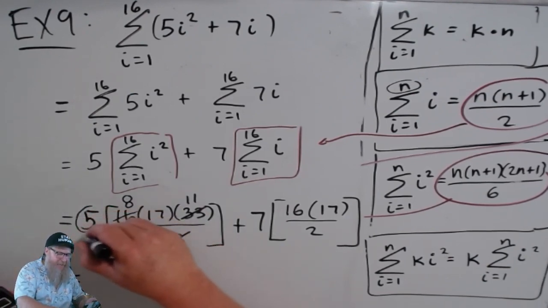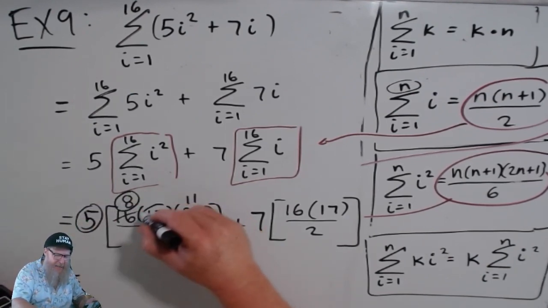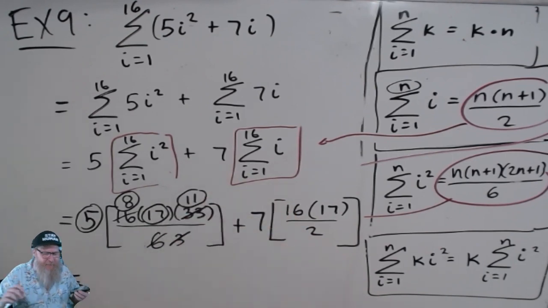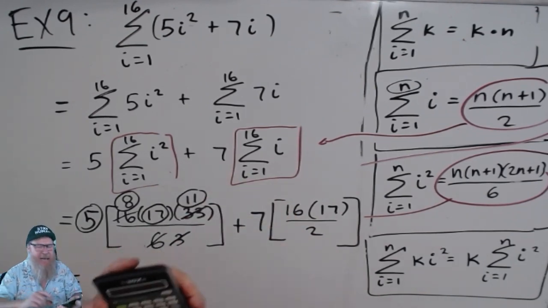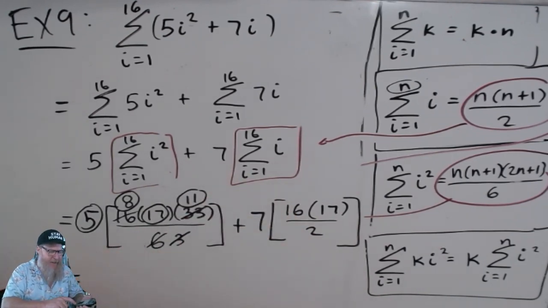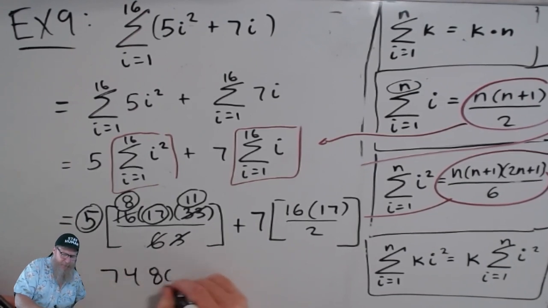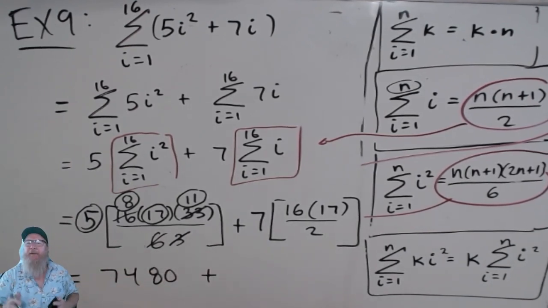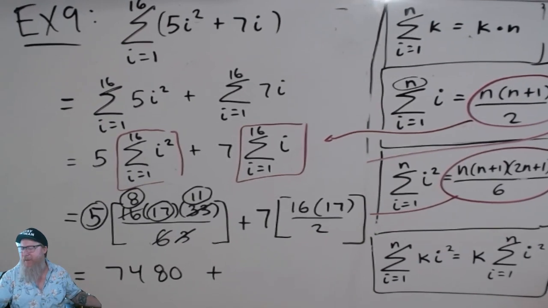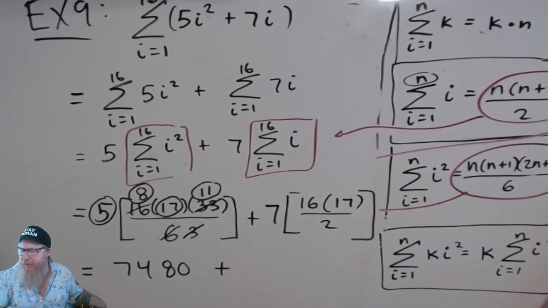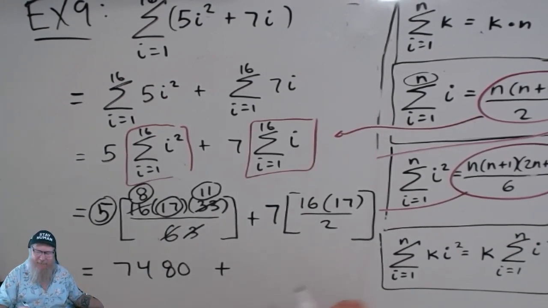So now I've got 5 times 8 times 17 times 11. I'm trying to minimize the use of the calculator. I have this sort of unresolved childhood issue of being penalized for using the calculator, so I try to avoid it unless it's absolutely necessary.